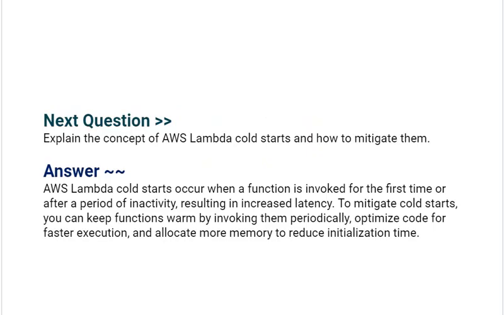Our interview question based on Certified Developer Associate is: explain the concept of AWS Lambda cold starts and how to mitigate them. Your answer should be: AWS Lambda cold starts occur when a function is invoked for the first time or after a period of inactivity, resulting in increased latency. To mitigate cold starts, you can keep functions warm by invoking them periodically, optimize code for faster execution, and allocate more memory to reduce initialization time.